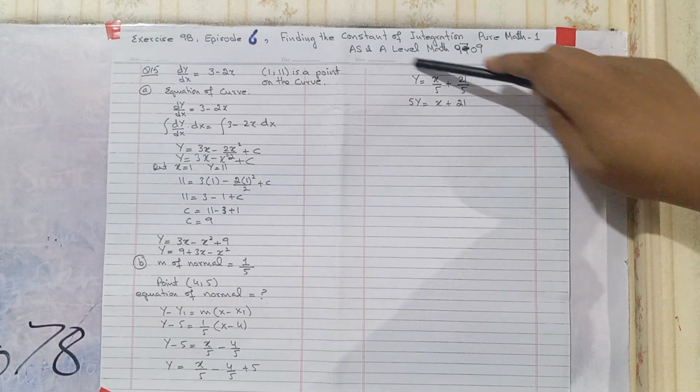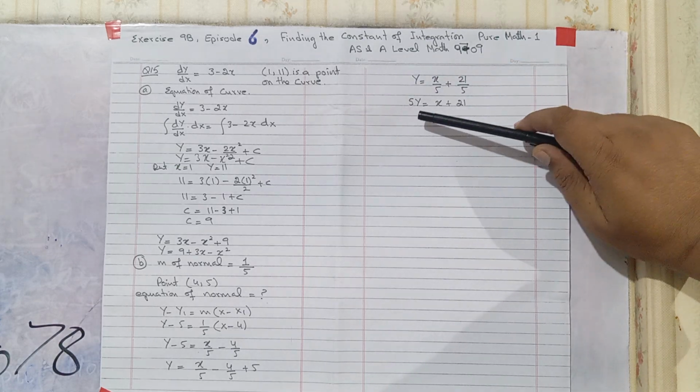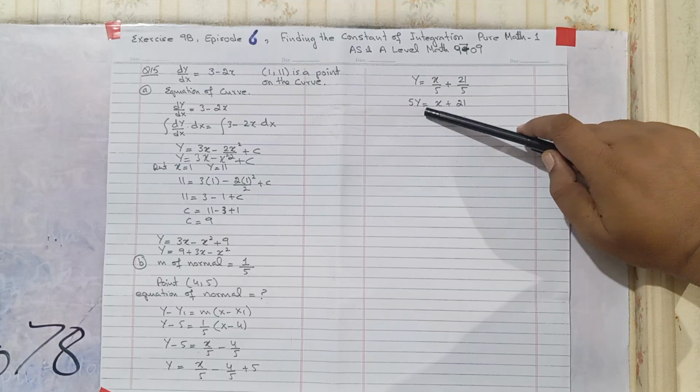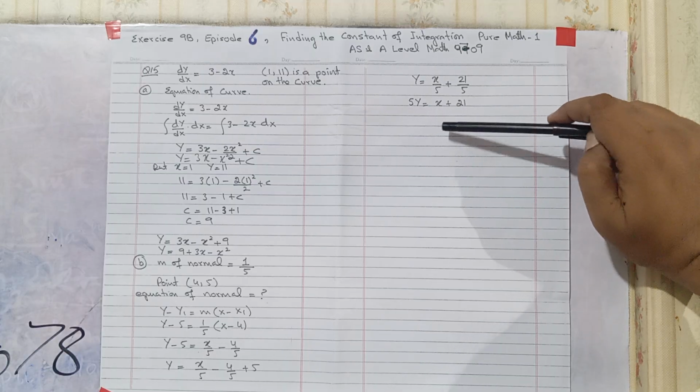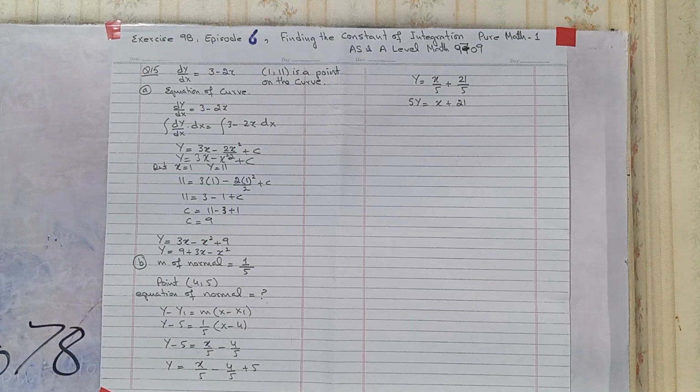So if you multiply both the sides with 5, you will have 5y equals x plus 21. So this is the equation of the normal. So now we will go to the next question.